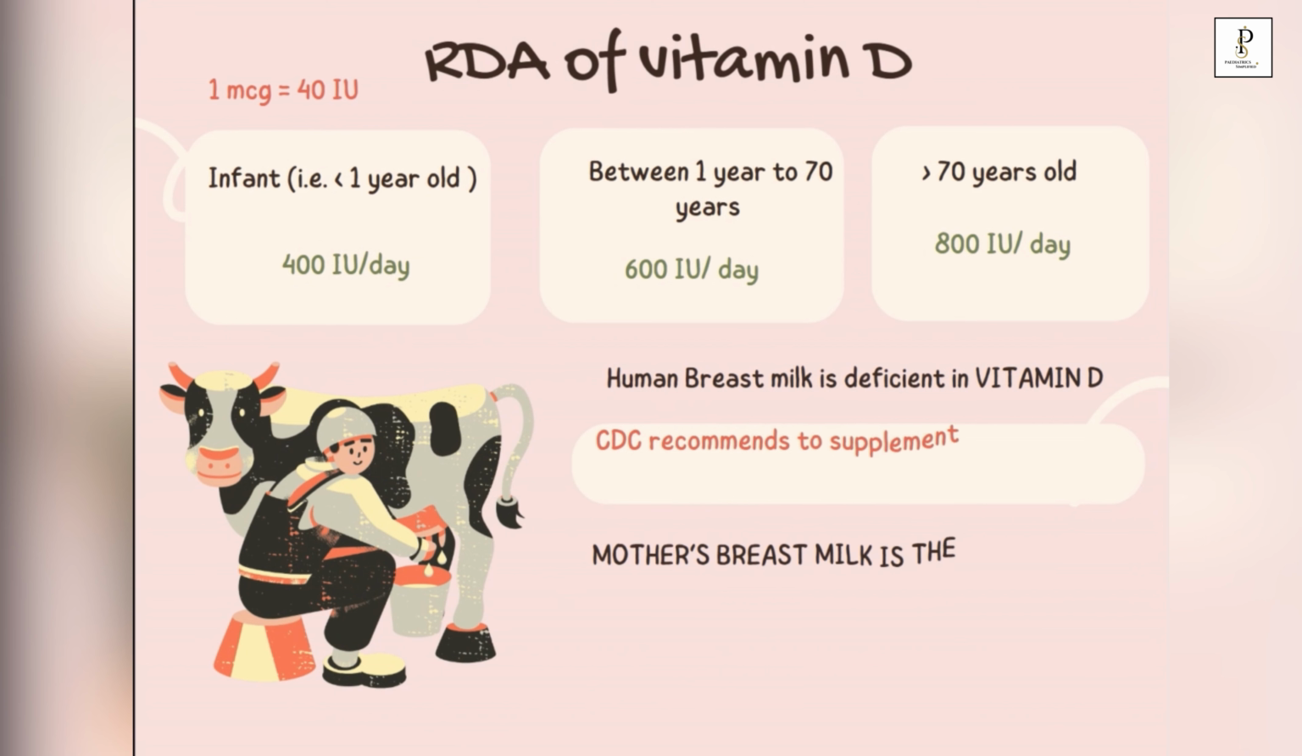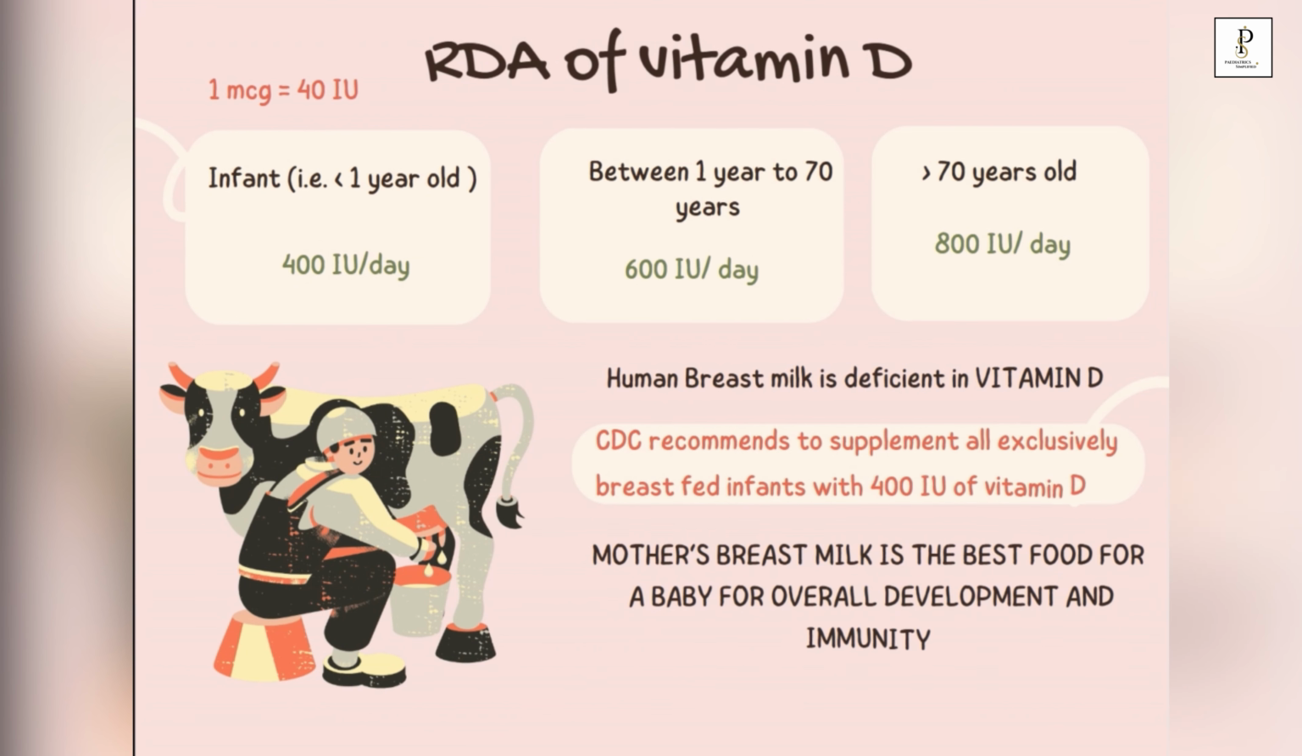RDA of vitamin D, or recommended dietary allowance of vitamin D. This is how much vitamin D a person should consume per day. This differs as per age of an individual. If an individual is less than 1 year old or infant, the required vitamin D is 400 international units per day. If a person is between 1 year to 70 years of age, then it is 600 international units per day, and in more than 70-year-old it is 800 international units per day, that is highest.